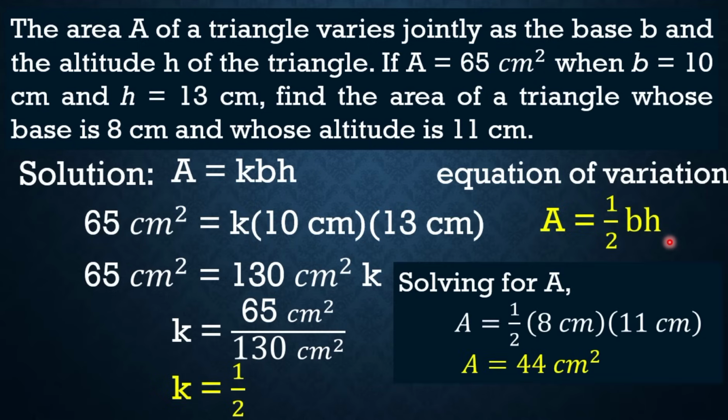So, that is 1/2 times 8 centimeter times 11 centimeter, and this 8 centimeter times 11 centimeter is 88 centimeter times 1, that is 88, divide 2, kaya 44 square centimeter. So the area of a triangle, if the base is 8 centimeter and the altitude is 11 centimeter, is 44 square centimeter.